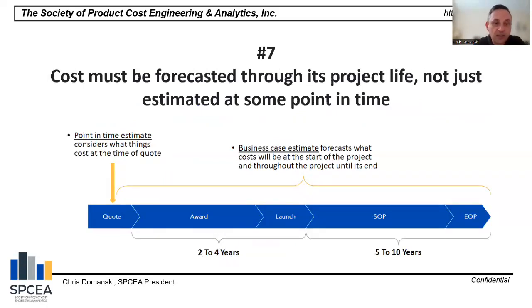Number 7, cost must be forecasted through its project life, not just estimated at some point in time. We're talking about project costs, but project costs are ultimately the cost of your plant, because projects consist of your production in your plant and the company. When you quote business, you have to think about not just what we are today, but what that looks like over the project life, because a project can span years of preparation, years of production, and then years of post-production activities. And so you need to account for that. You need to be real with yourself about what those costs might be. Otherwise, you are either underquoting or maybe overquoting, depending on what you're assuming originally.